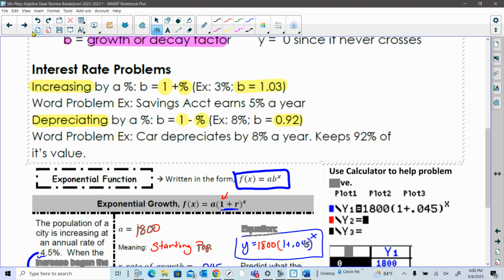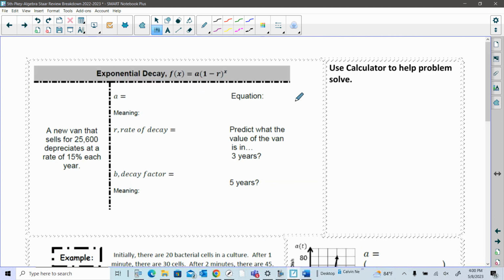So I believe, let me see right here. Yeah, here's an example of a decay problem. A new van sells at 25,600, depreciates, that's another keyword showing decay, at a rate of 15%. So the initial amount is the 25,600. The meaning basically is this is how much the van was worth when sold. Okay. Value of van when sold. Sorry.